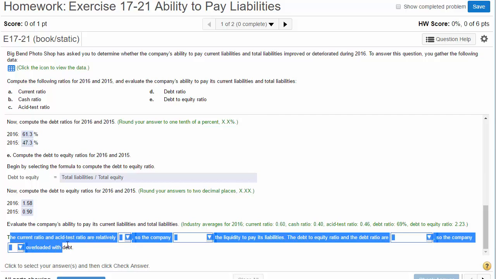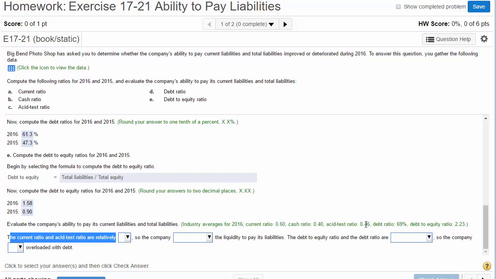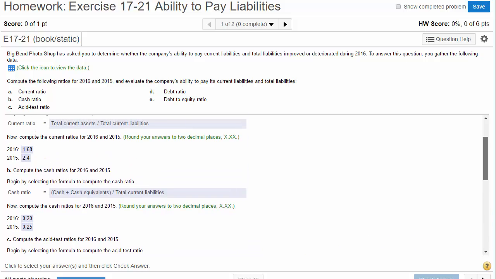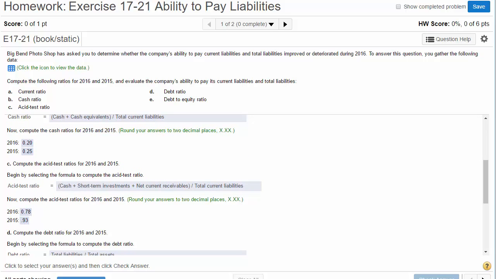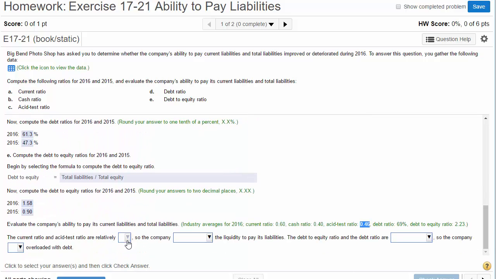And it's asking us about the current ratio and the acid test ratio. The acid test ratio for the industry is 0.46. Ours is 0.78. So ours is better. So ours are relatively high. So the company does have liquidity to pay its liabilities. Now let's look at debt to equity ratio. Debt to equity for the average industry is 2.23, and ours is 1.58. So ours is better.